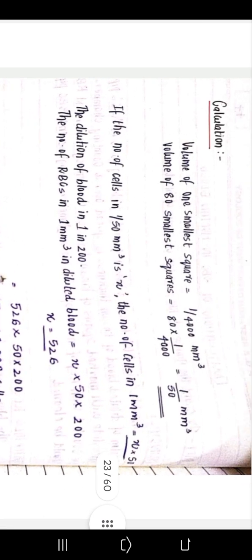Then here we could see a calibration. Volume of the smallest square is 1 by 4000 mm cube. Volume of 80 smallest squares is 80 into 1 by 4000, which is 1 by 50 mm cube. If the number of cells in 1 by 50th mm cube is x, the number of cells in 1 mm cube is equal to x into 50.